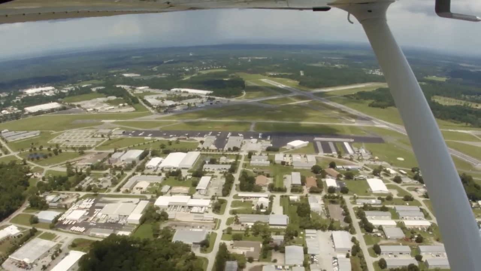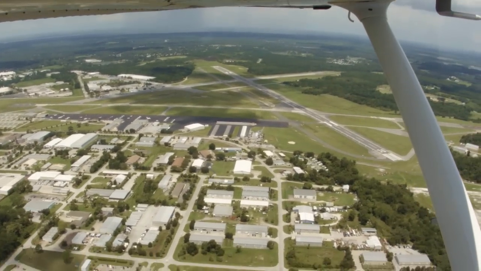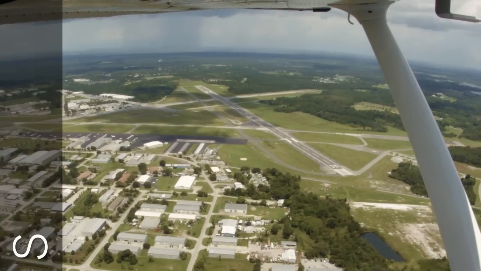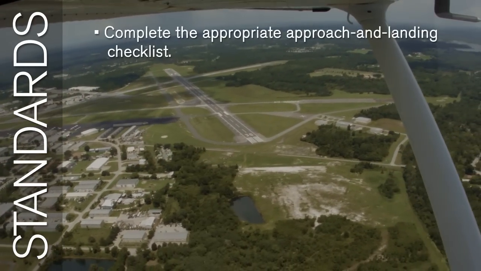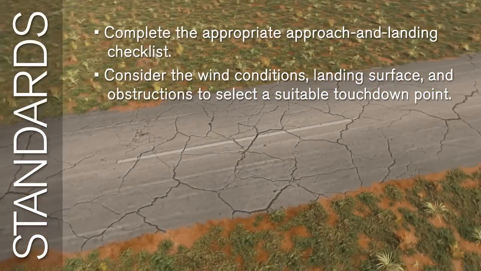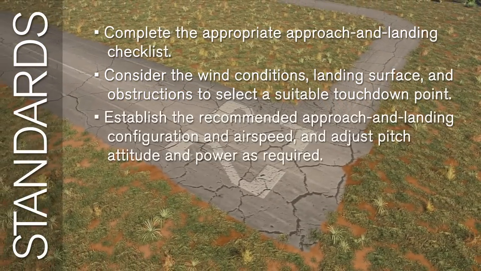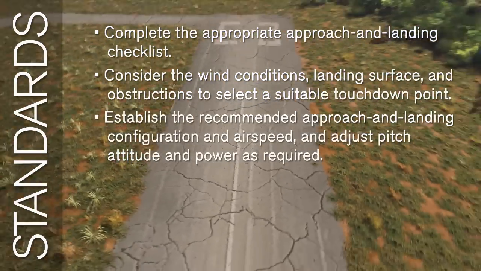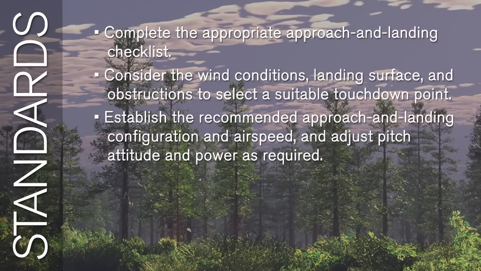Now that we've covered how to fly the maneuver, let's look at the end goals for your skills for a short field approach and landing. Some of the standards for the end-of-course check ride include: complete the appropriate approach and landing checklist. Consider the wind conditions, landing surface, and obstructions to select a suitable touchdown point. Establish the recommended approach and landing configuration and airspeed, and adjust pitch attitude and power as required.